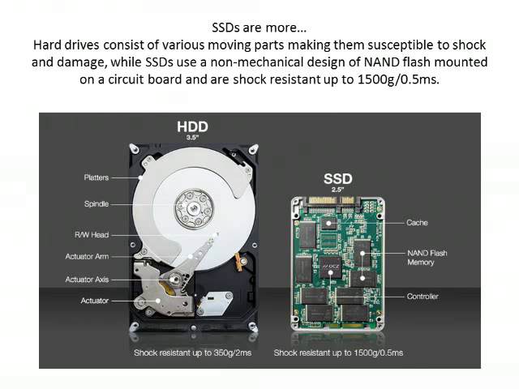Let's now first differentiate HDD and SSD physical appearance. Hard drives consist of various moving parts, making them susceptible to shock and damage, while SSDs use a non-mechanical design of NAND flash mounted on a circuit board and are shock resistant up to 1,500 g per 0.5 millisecond.